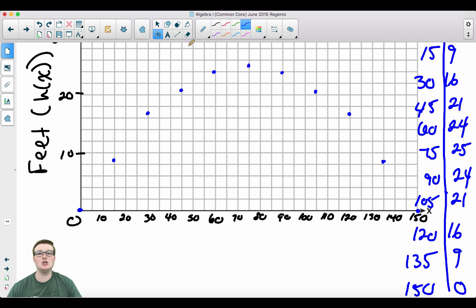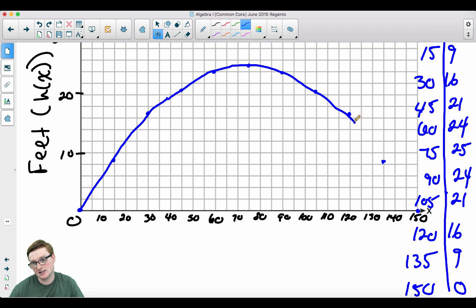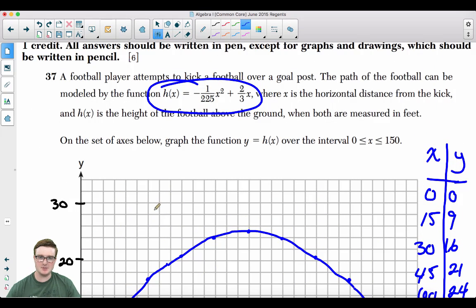So I do apologize for my sketching because I am on a computer here, so it's going to be a little messy, but I'm hoping for the best. So I'm just going to take my time with it, but it should be a quadratic. That's not that great. But that'll do. Okay, that's good. So I'm going to label it as h of x is equal to negative 1 over 225 x squared plus 2/3 x.